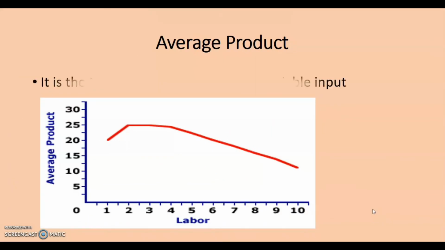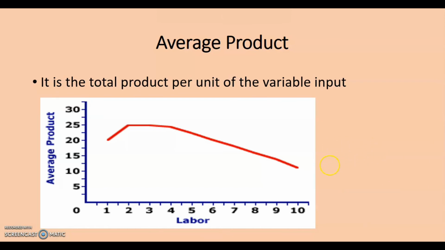Then let's move on to the average product. Average product is the total product per unit of the variable input. Now, when we say average, that is half of the total. So that is the average product: the total product per unit of the variable input.